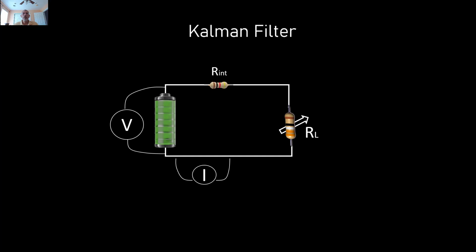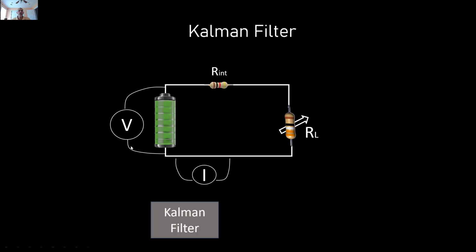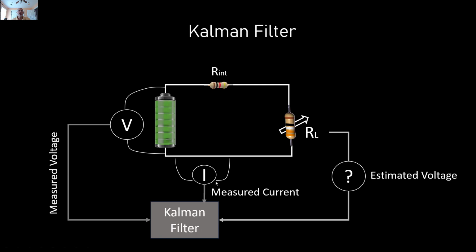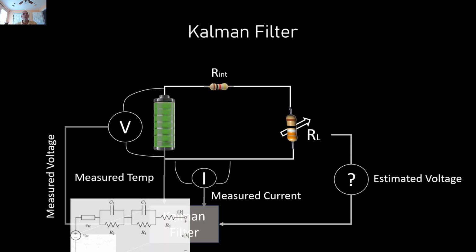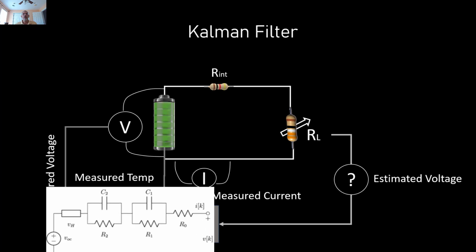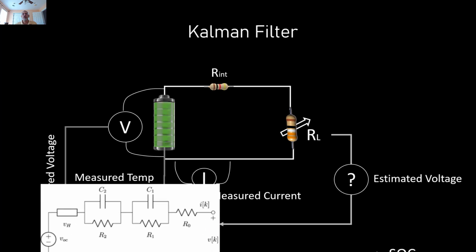Kalman filter is a recursive algorithm that continuously predicts future states based on observations. Using measured data from voltage and current and estimated voltage, temperature, the Kalman filter uses all these measured data, voltage, temperature, and current, and fuses it with the model that is created based on RC circuits, like shown here, to predict the state of charge at any specific moment.